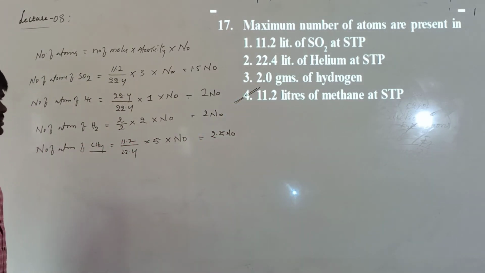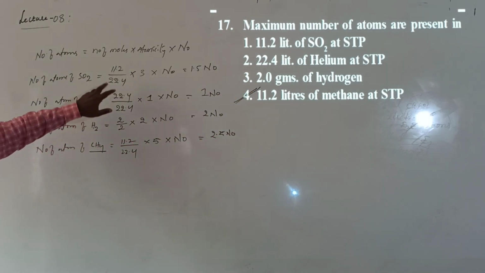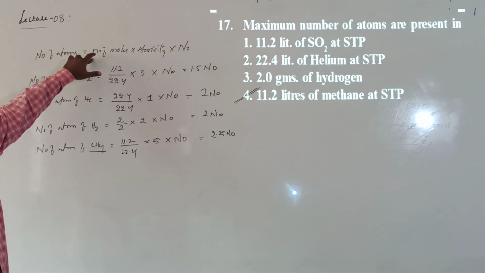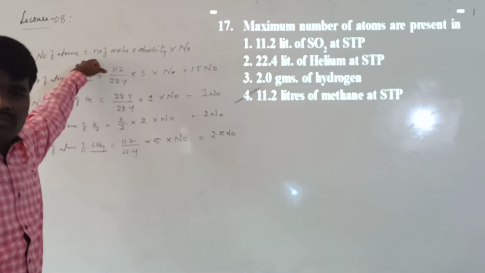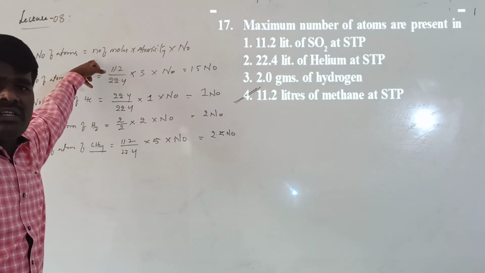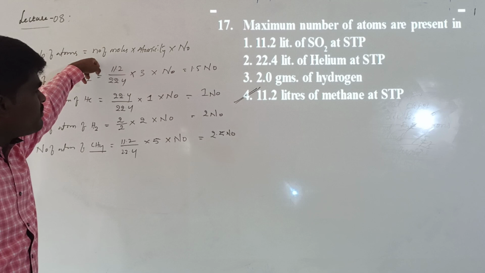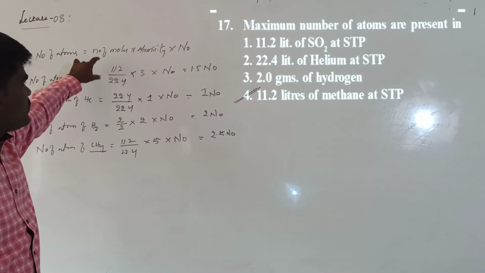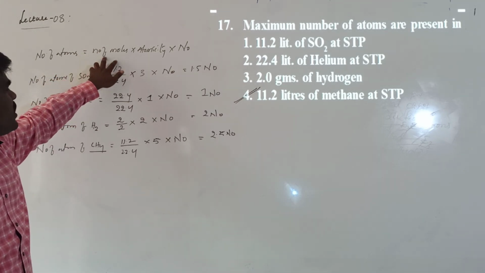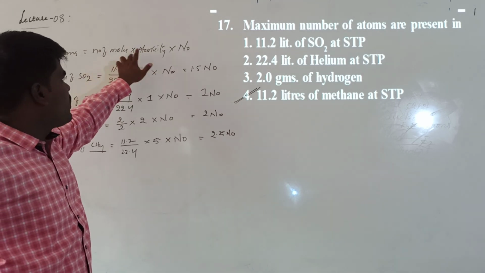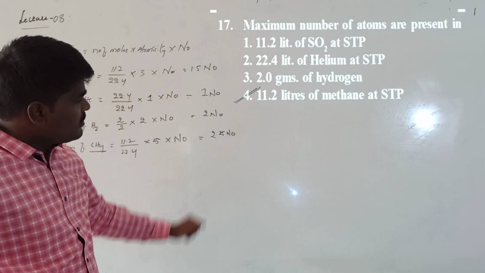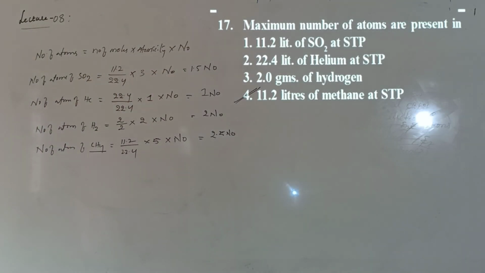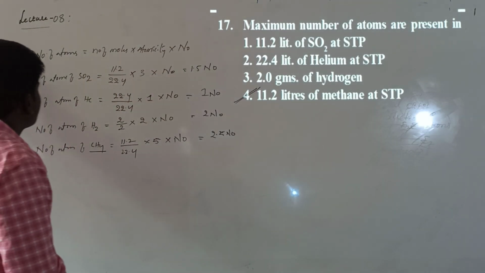If you want to get the number of atoms, first of all you need to determine the number of moles. If volume is given, divide the given volume with 22.4 liters. If volume is given in liters; if it is in ml, divide with 22,400 ml. If mass is given, divide with the molar mass, so that you will get the number of moles. Once you get the number of moles, multiply the number of moles with atomicity and multiply with the Avogadro number. This is the procedure to calculate the number of atoms.